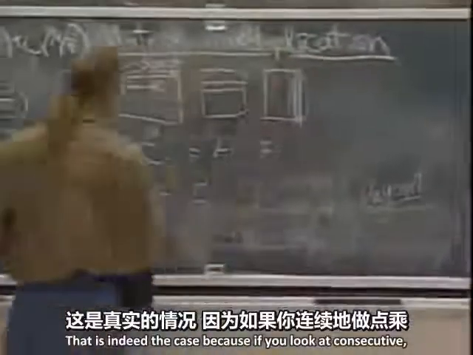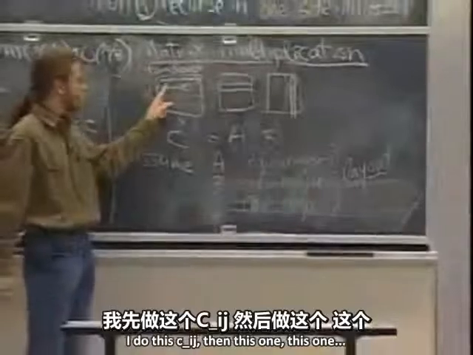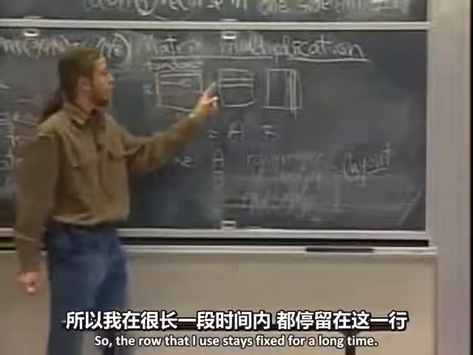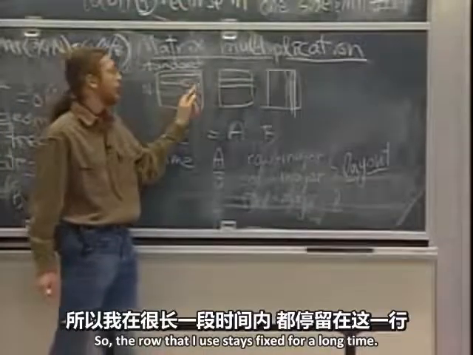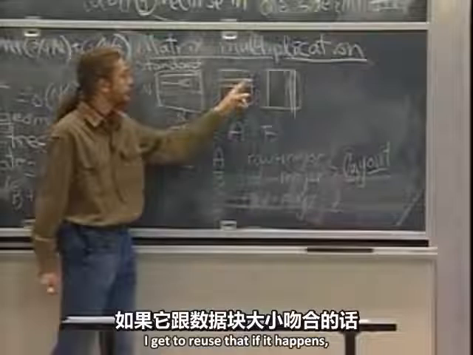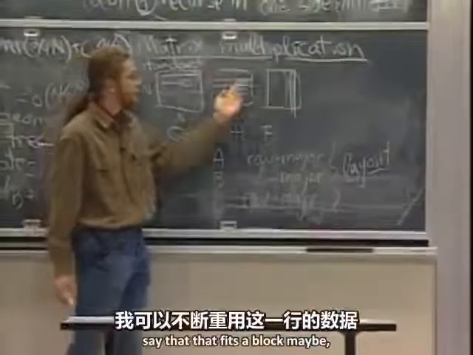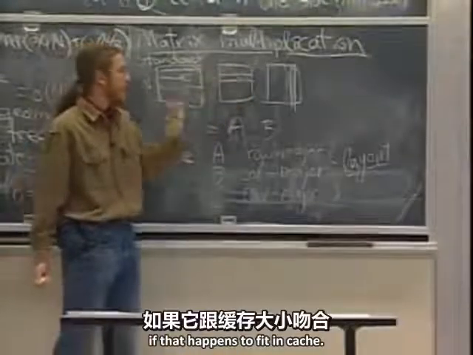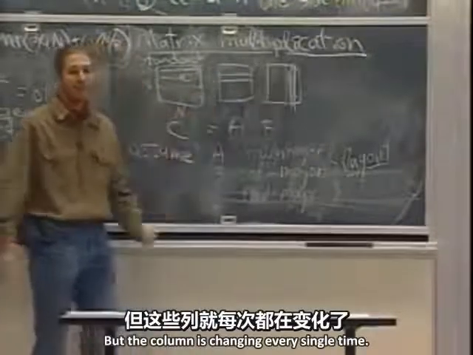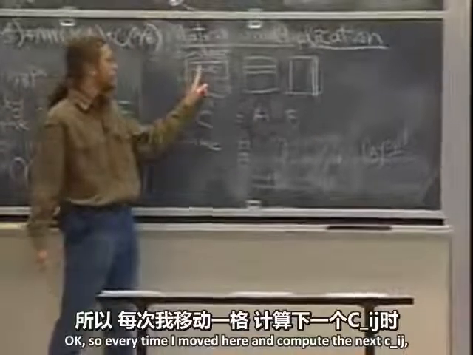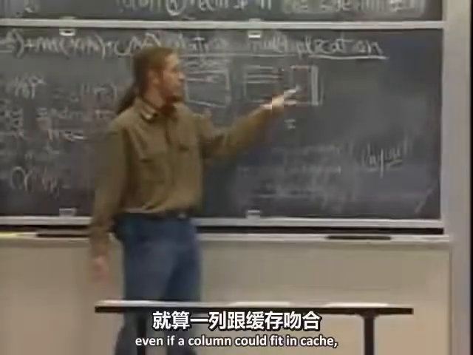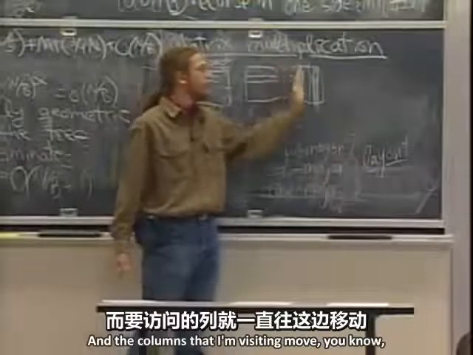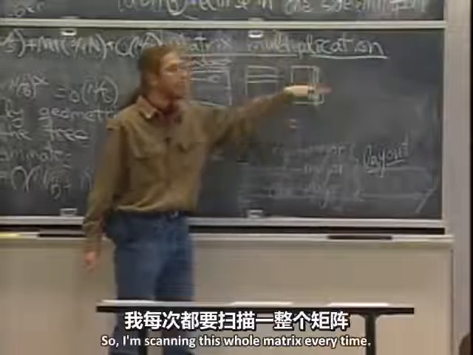That is indeed the case, because if you look at consecutive computations, I do this Cij, then this one, this one, this one, keep incrementing j and keeping i fixed. So the row that I use stays fixed for a long time. I get to reuse that row several times, if it happens to fit in cache. But the column is changing every single time. Each time I move here and compute the next Cij, even if a column could fit in cache, I can't fit all of the columns in cache. And the columns that I'm visiting just scan across. I'm scanning this whole matrix every time.